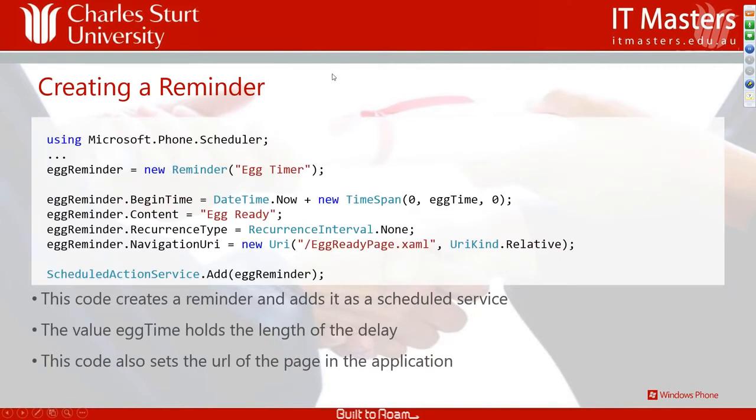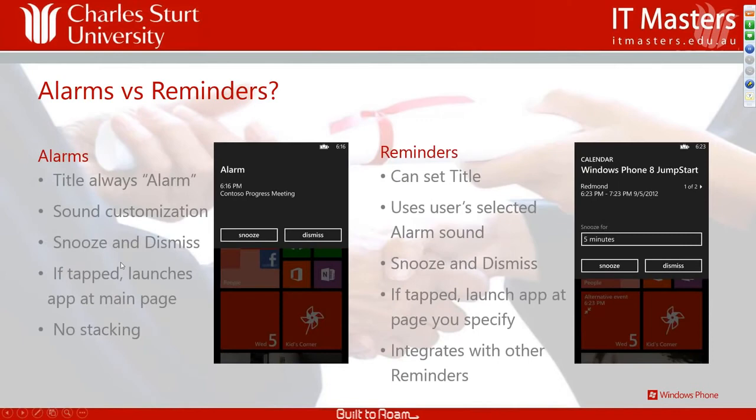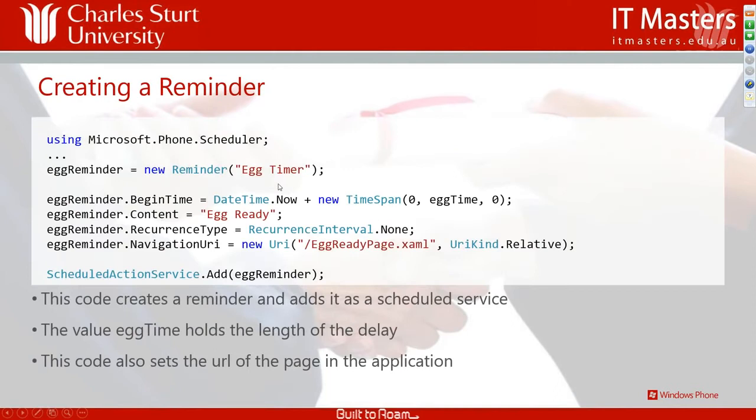Creating a reminder is relatively straightforward. Literally create a reminder object. You set the time that you want it to be raised, the content, and you can also specify a navigation URI. The one thing to note, you would have seen on the previous slide, is the distinction between an alarm and reminder: alarms will always essentially just launch the application into the main page, whereas reminders can actually navigate to a specific page or particular URI within your application.